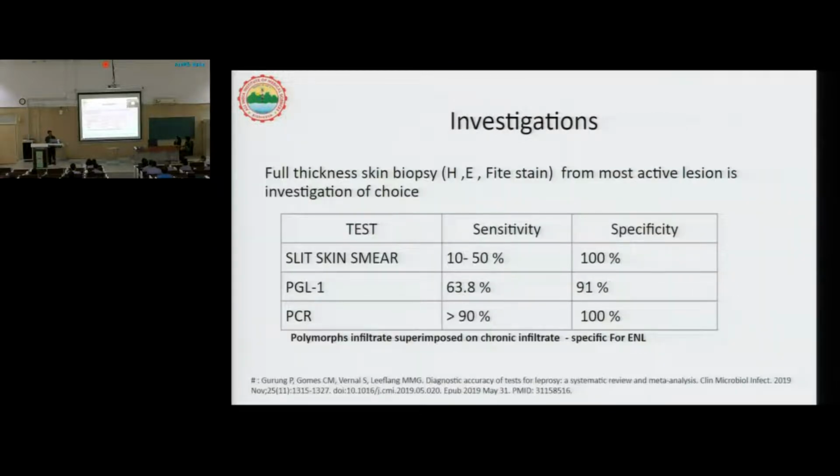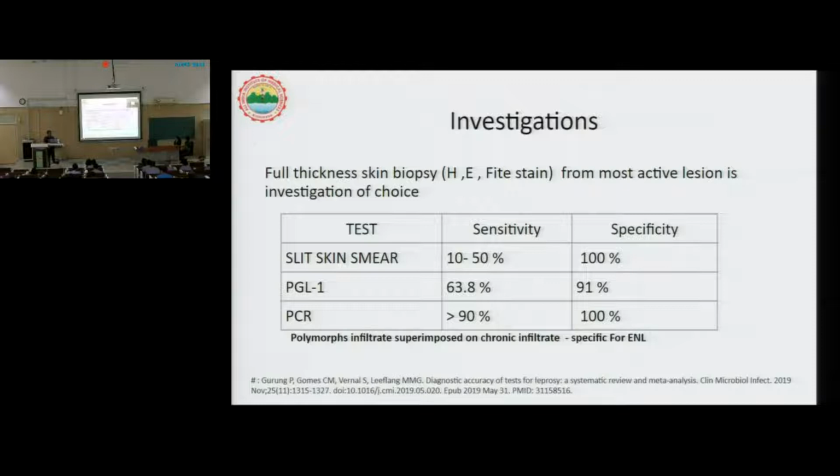For diagnosing leprosy, full thickness skin biopsy with HE stain and Wade-Fite stain in an active lesion is the gold standard and investigation of choice. But since it takes time, other modes of diagnosis can be used, and the most commonly used is slit skin smear, which has a sensitivity of 10 to 50% in various studies and is almost 100% specific.